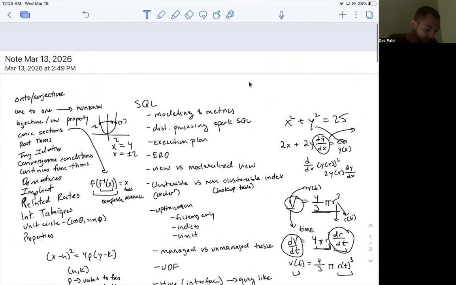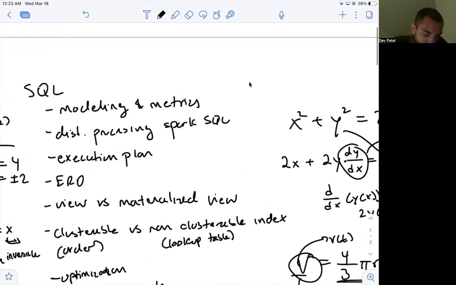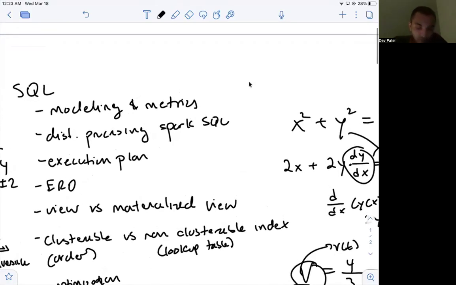And so that's a lot of GRE. SQL modeling and metrics. SQL is not just a way to query data, but it's a way you can create new aggregations. It's a way to create new metrics and business logic, and incorporate that into creating new columns and metrics such as customer lifetime value. Distributed processing in Spark SQL.